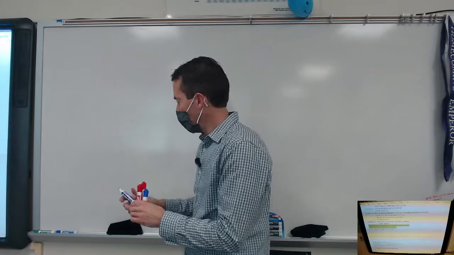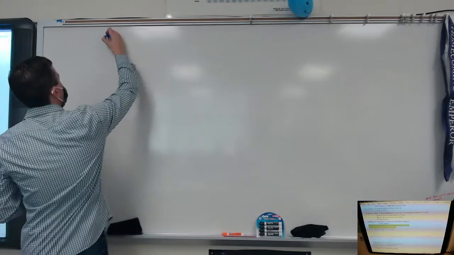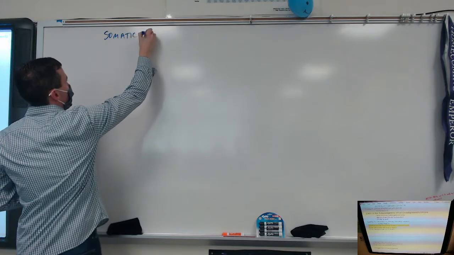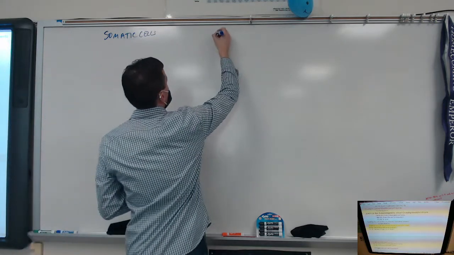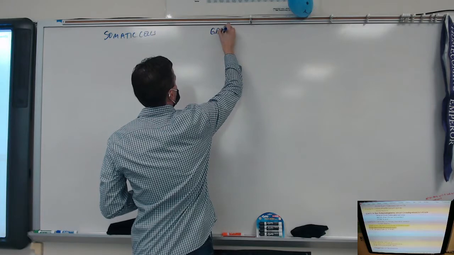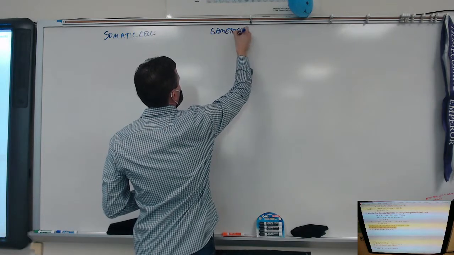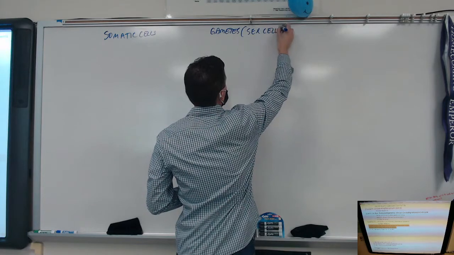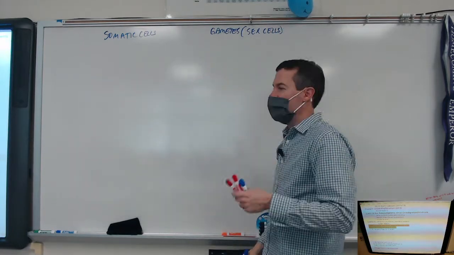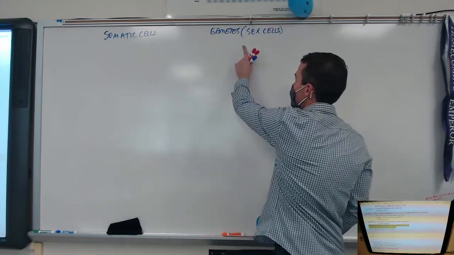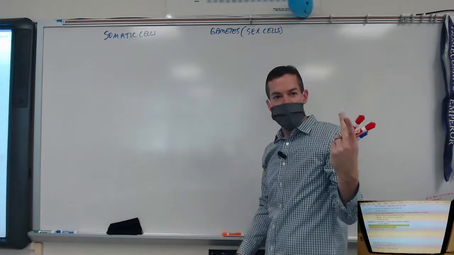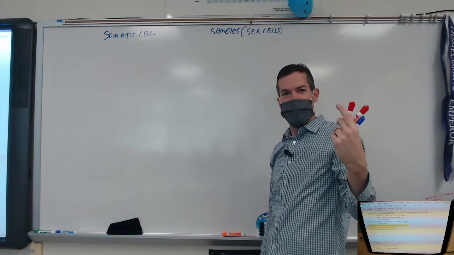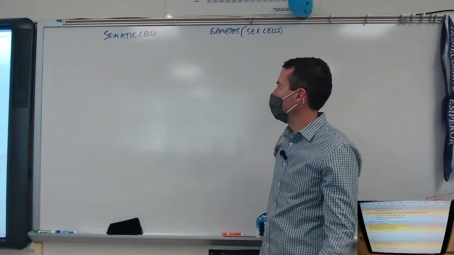Okay, so if I'm doing cell division in somatic cells, so somatic cells versus gametes, which are sex cells. So I could be dividing somatic cells, or I could be dividing gametes. So what are the 2 sex cells in humans? Yeah, sperm and eggs.